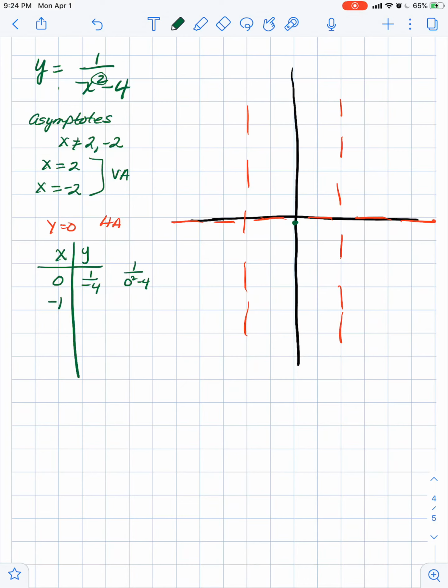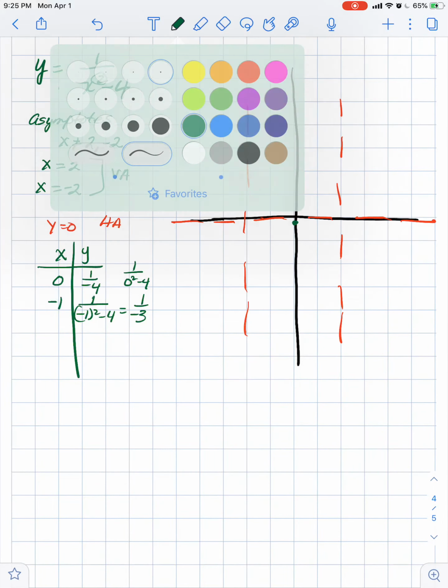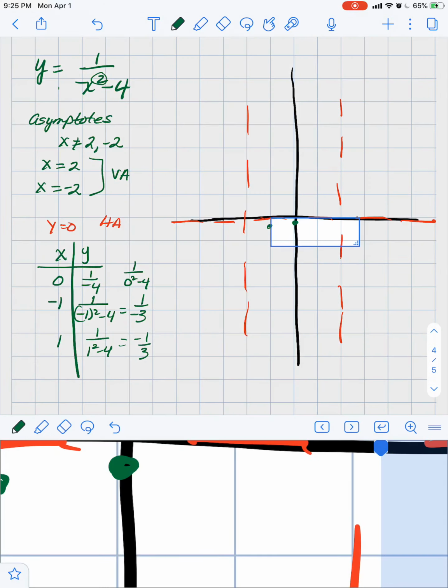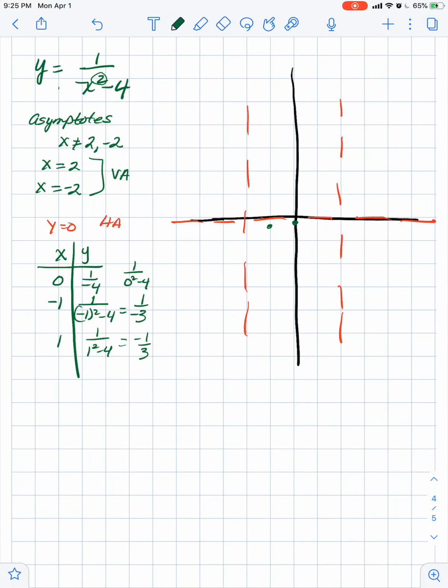And let's go ahead and put in a negative 1. So that would be 1 over negative 1 squared minus 4, which would be negative 1/3, which would be a little bit further down than the 1/4. I figured out my computer does not like me for some reason kind of holding it and touching like that. And then let's put in 1. And you're going to notice you're actually going to get the same thing. So we actually have that reflection. So this is very similar to our quadratics in the fact of the reflection piece of it. Okay? So there's what I have.